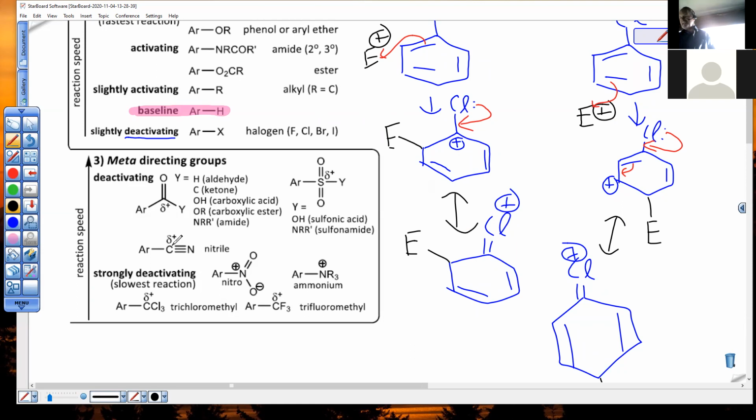Nitriles attached to benzene. What does that mean? The next group's going to go meta. If there's a sulfonic acid or a sulfonamide attached, the next group's going to go meta. Let's get lots of practice with this. There's lots of practice in the book. We'll do different practice over here.